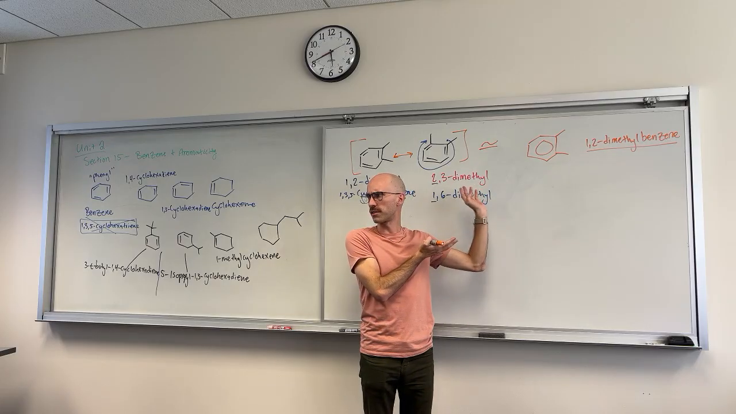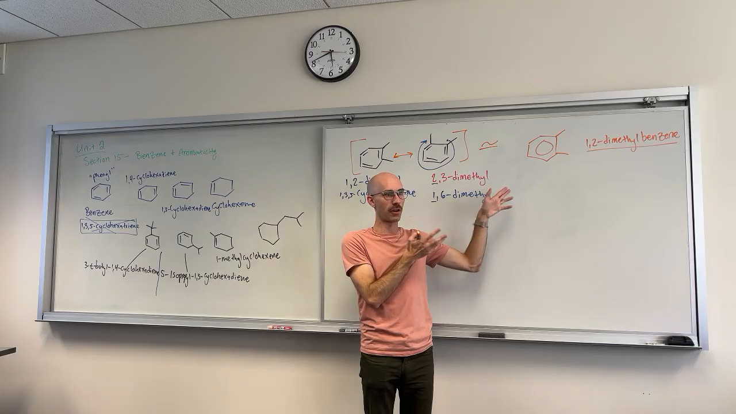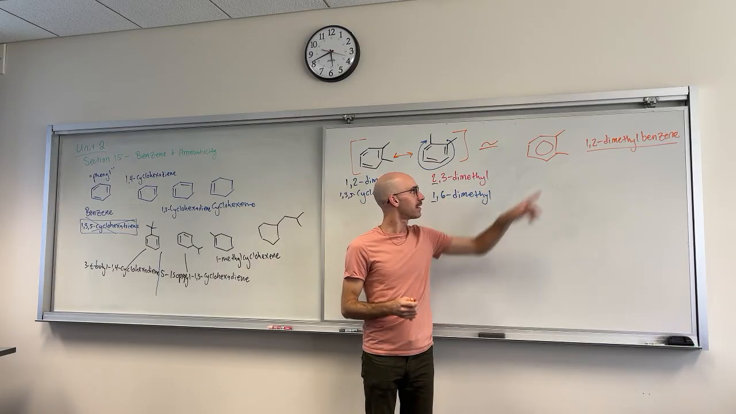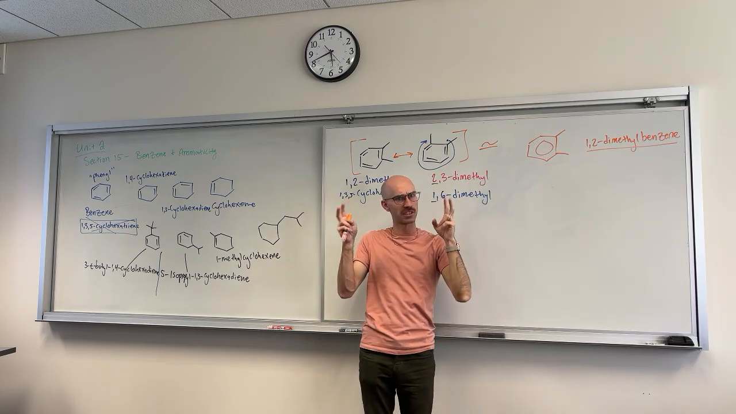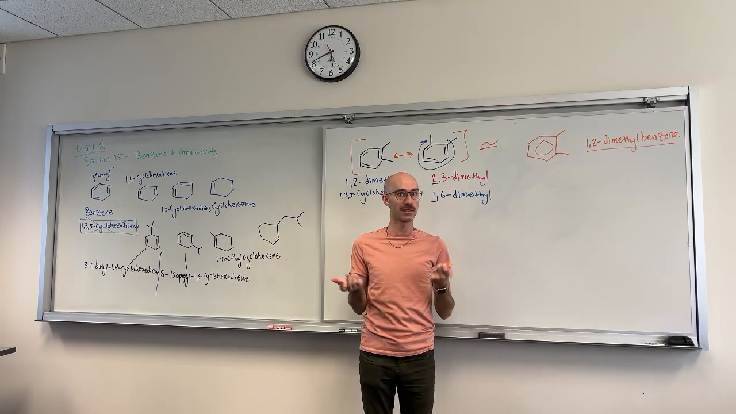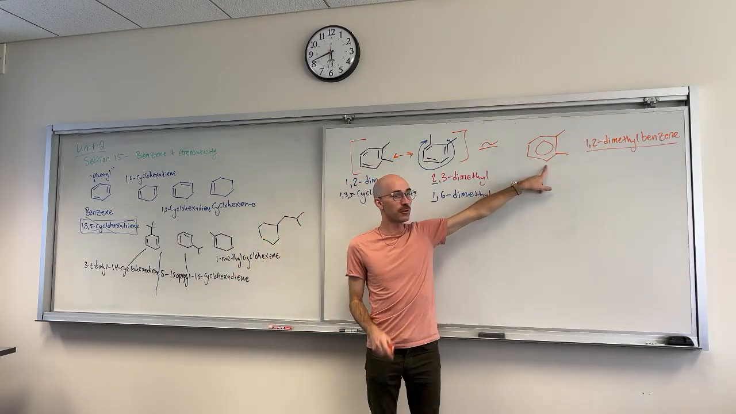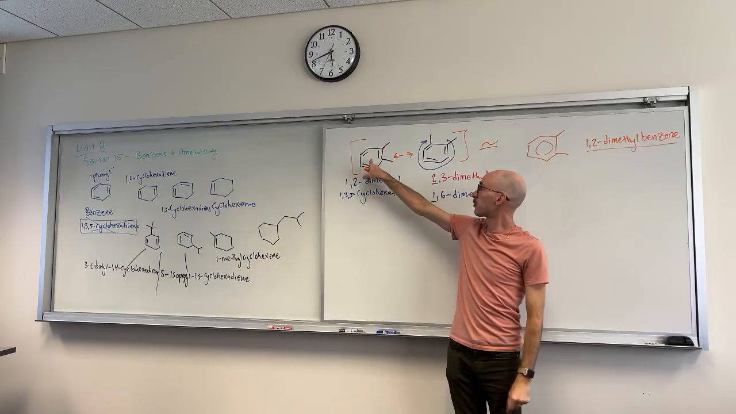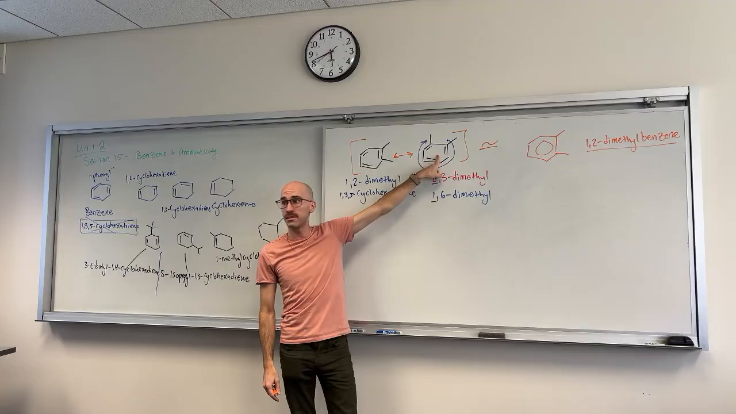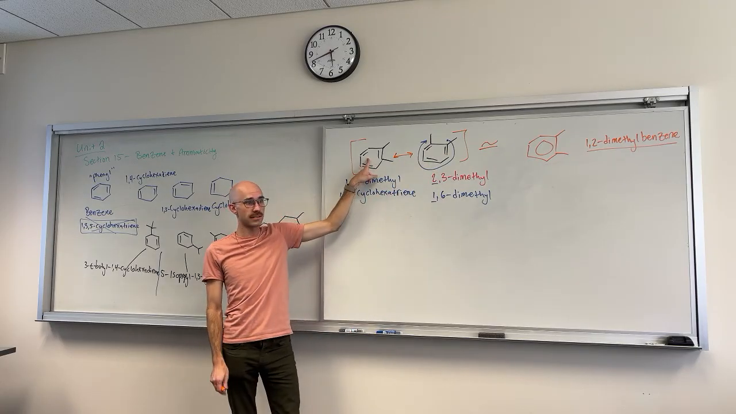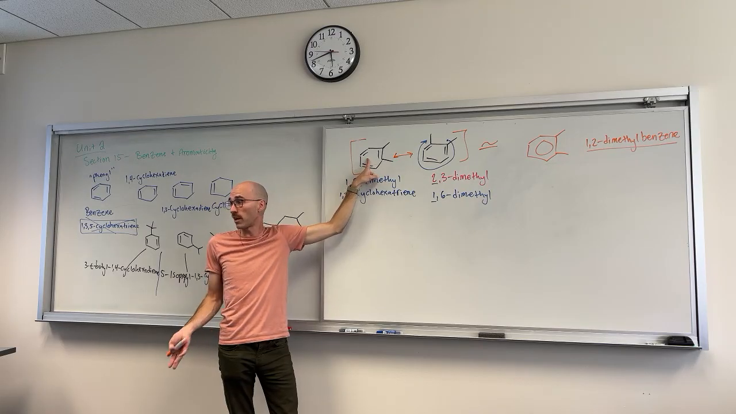How do you know there's no charges on this structure? Good. Charges have to be explicitly shown, and there are none. So what's the only way that each carbon can have just one hydrogen and participate in this pi bonding without any charges? Is if it looks like this. So if I gave you this, and you drew this instead, are you wrong? No. You're just drawing a different resonance form.